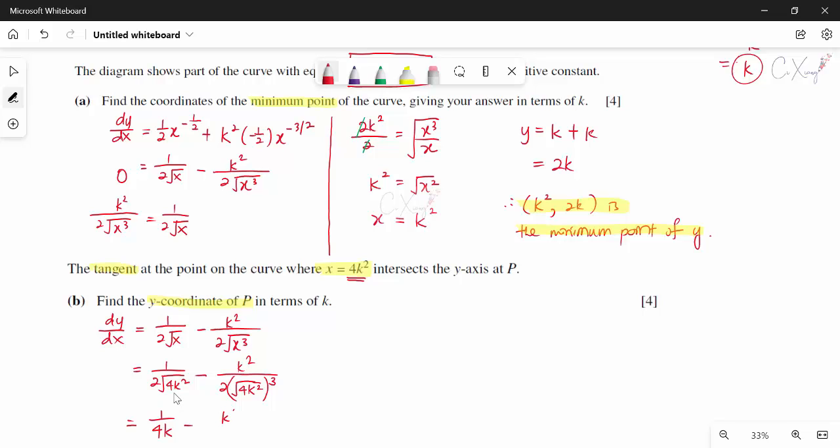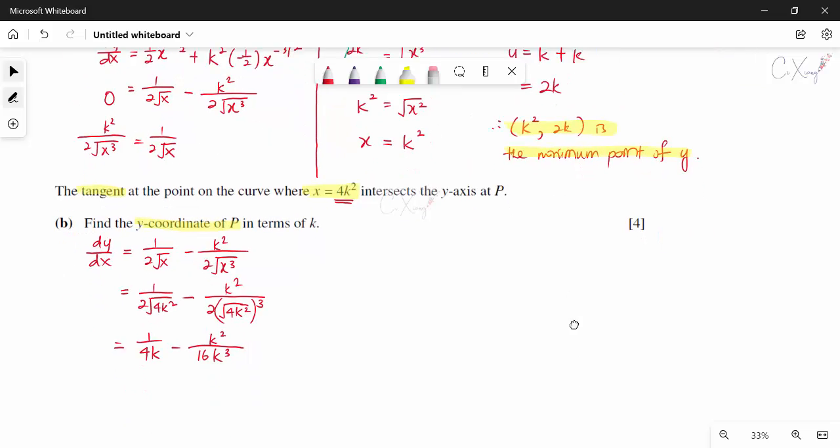Minus k squared on top is still the k squared. For this one, square root of 4k squared, you get 2k. So 2k to the power 3, you have 8k cubed. 8k cubed multiplied with 2, you get 16k cubed. Okay, then after that, how should we continue?